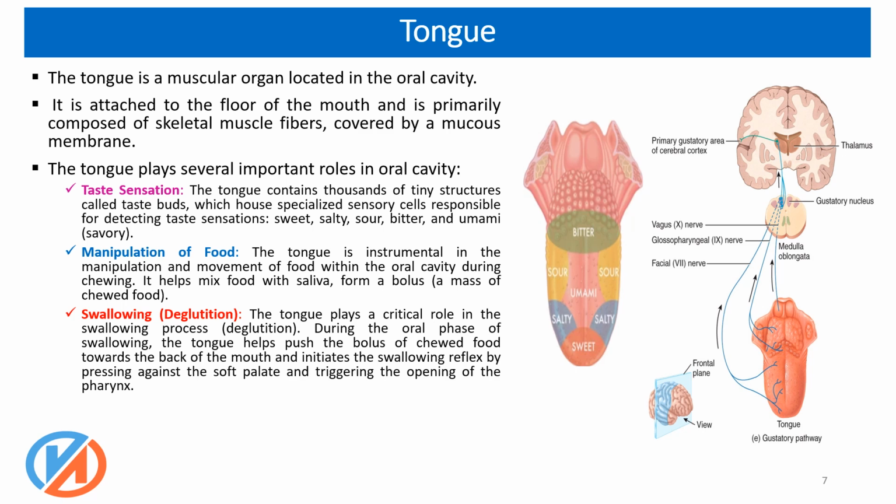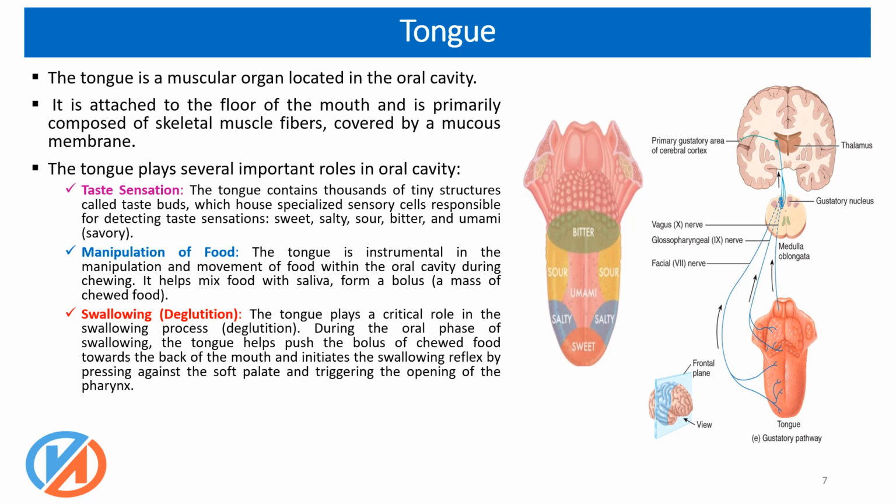Taste sensation: the tongue contains thousands of tiny structures called taste buds, which house specialized sensory cells responsible for detecting taste sensations such as sweet, salty, sour, bitter, and umami or savory tastes. And these tastes have special locations.